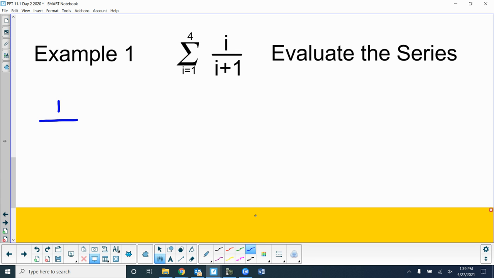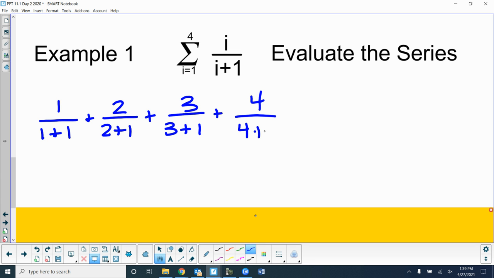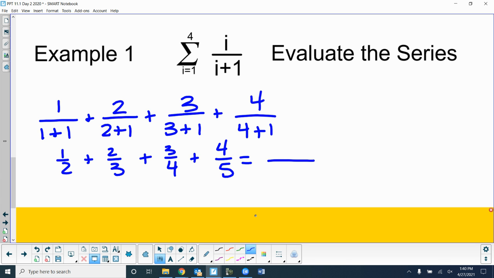Okay, Ashton? So I'm just putting 1, 2, now 3 in for I, and 4 in for I. So that's what that means to do this. You find each answer. This is 1/2, 2/3, 3/4, and 4/5. Whatever that answer is, that's the answer to that summation problem, or the answer to that series. So go ahead and figure that out for me, somebody.